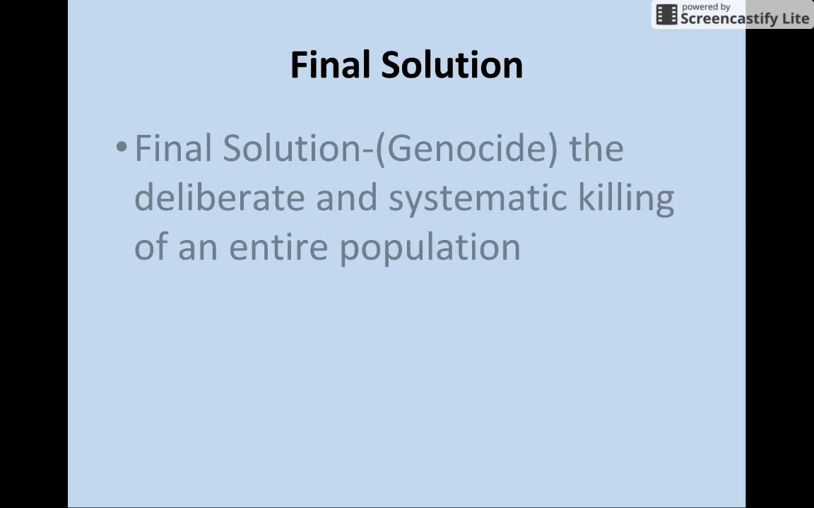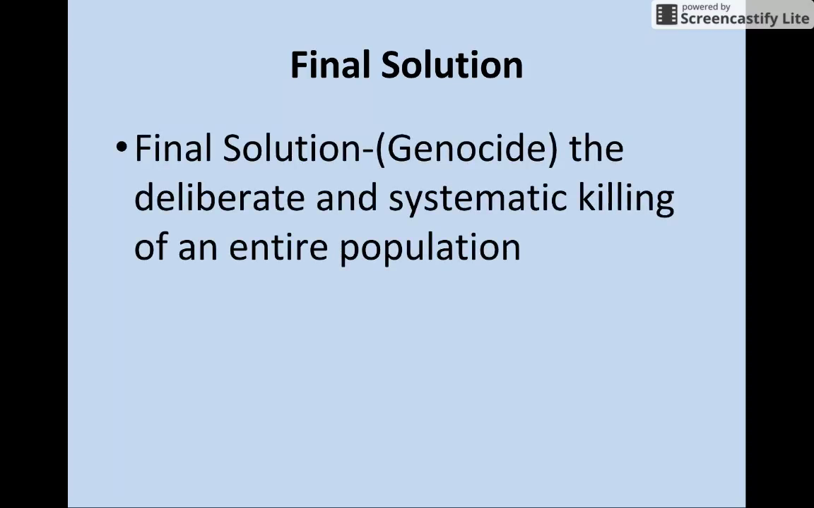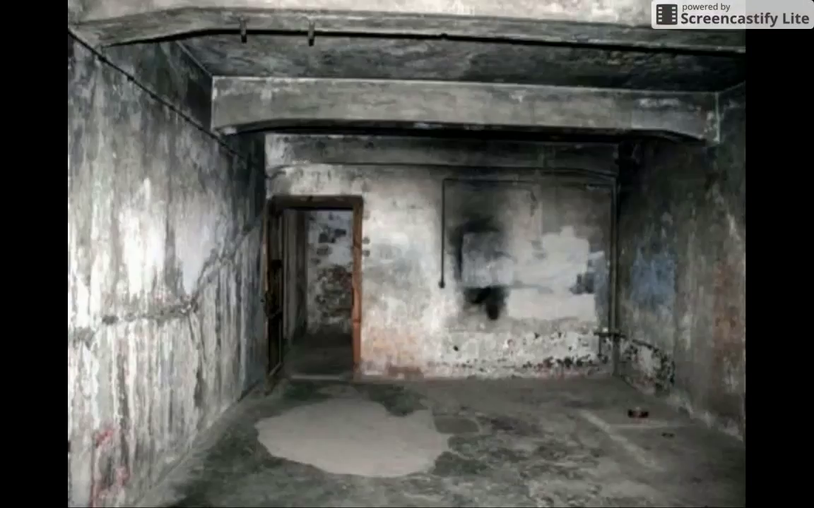So the final solution, according to Hitler, was genocide. This is the deliberate and systematic killing of an entire population. In this case, it was Jewish people, along with all the other groups that we talked about.